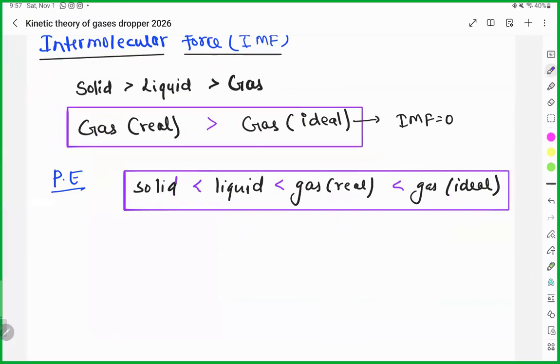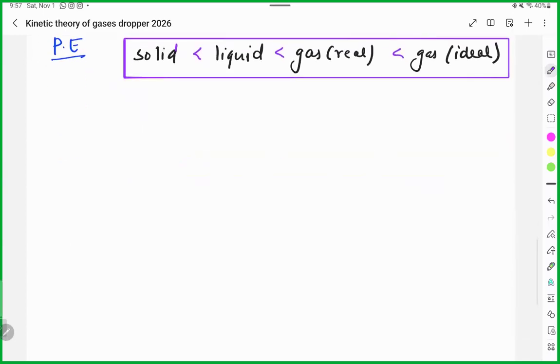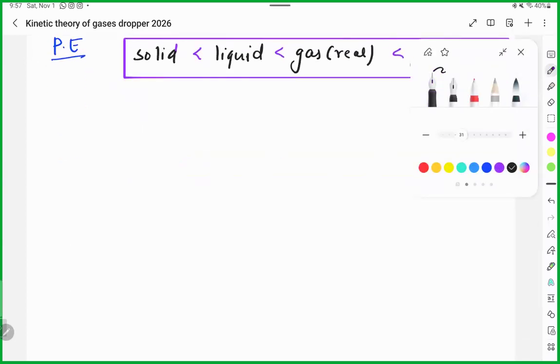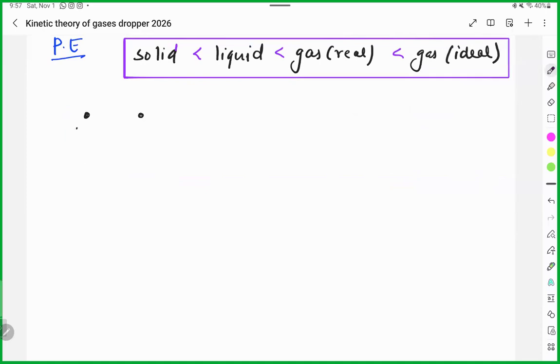If unlike particles are kept closer, what will be the impact on the potential energy? Unlike particles, two charged particles. Example, you have charge A and charge B. A is positive, B is negative. If they are kept close, what will be the amount of potential energy? Will it be less or more? Less. And if you keep two like charges closer to each other, what will the potential energy be?